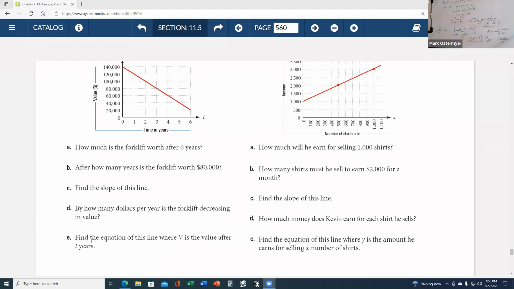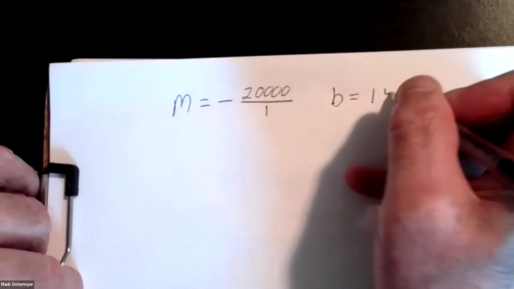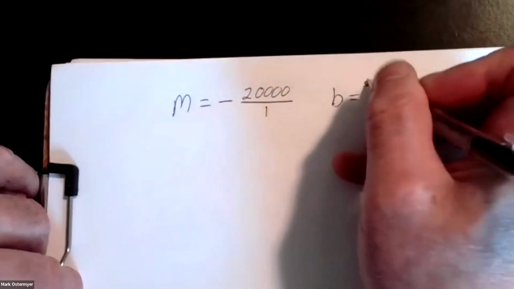All right, for the last question here, it says, find the equation of this line where V is equal to the value after T years. Well, ladies and gentlemen, we know the slope is negative 20,000 over 1, or negative 120,000 over 6. Knowing the slope, I'll use the unit slope, negative 20,000 over 1. And we can use the y-intercept, the fact that the y-intercept is 140,000 up there.